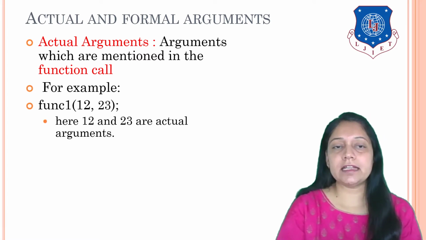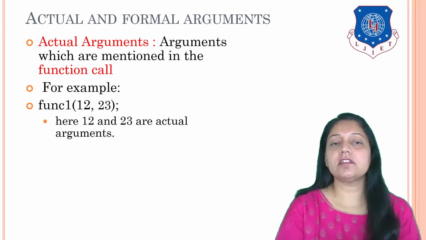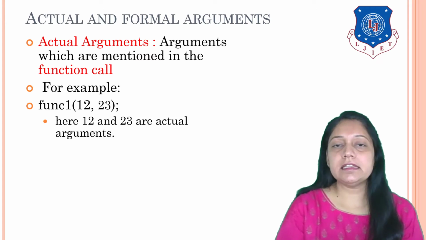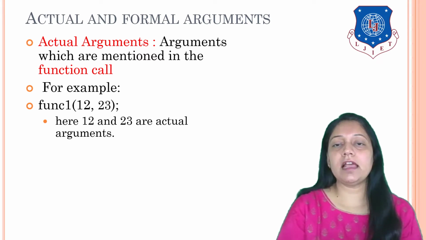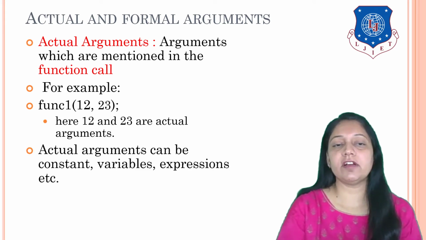Let's understand this with an example. I'm doing a function call. The name of the function is function1. In brackets, I'm passing two values. One is 12 and another is 23. So this is a function call. In this case, the arguments 12 and 23 are known as actual arguments because I mentioned these values during my function call.